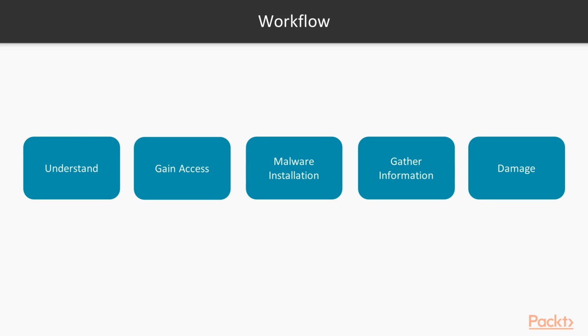If I talk about the workflow of insider threat, how I am going to perform an insider threat in an organization, how I am going to start, these are the steps of insider attack. First, understand, gain access, malware installation, gather information, and damage. So let's talk about understand. First of all, the attacker will try to understand the process of the organization. The attacker will try to understand the business of the organization. This is the first process.